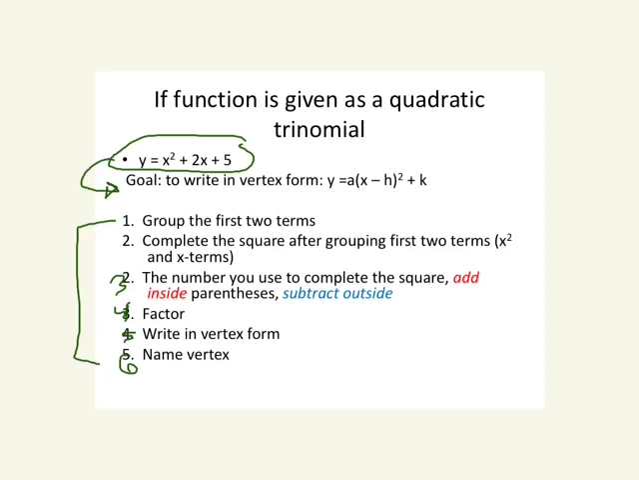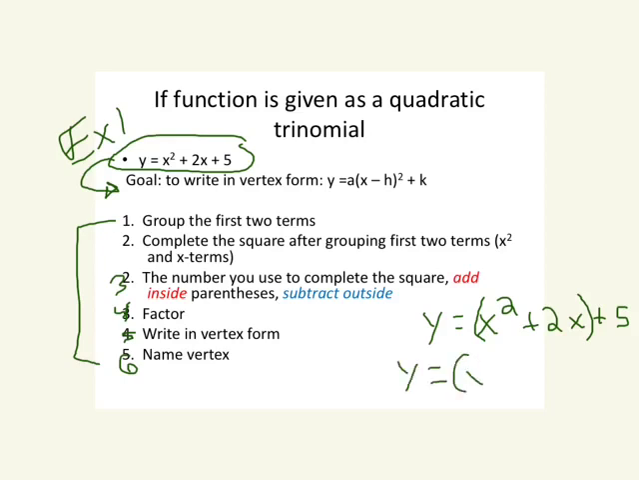So let's use the one on the slide here as example number 1. Let's say we had y equals x squared plus 2x plus 5. Now we can easily get that to be in vertex form. And remember, vertex form is the easy form to graph in. What you do is you take the first two terms and you group them together. Then with those two terms you complete the square.